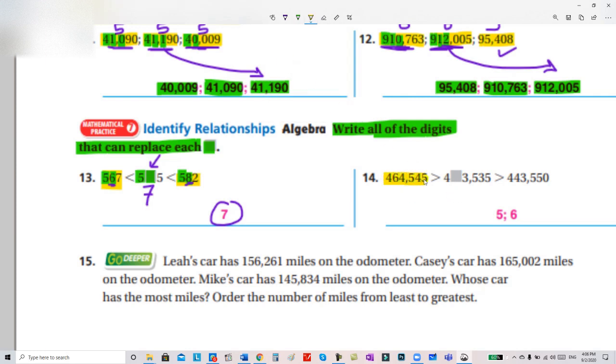Okay, let's move to the next one. We have here this number and this number and this number. We want to get the number between both of these numbers. First of all, we have here 4, we have here 4, and we have here 4. We have here 6, and we have here nothing. We have here 4. So what number is between 6 and 4? Of course, 5. So the number in the blank is 5.